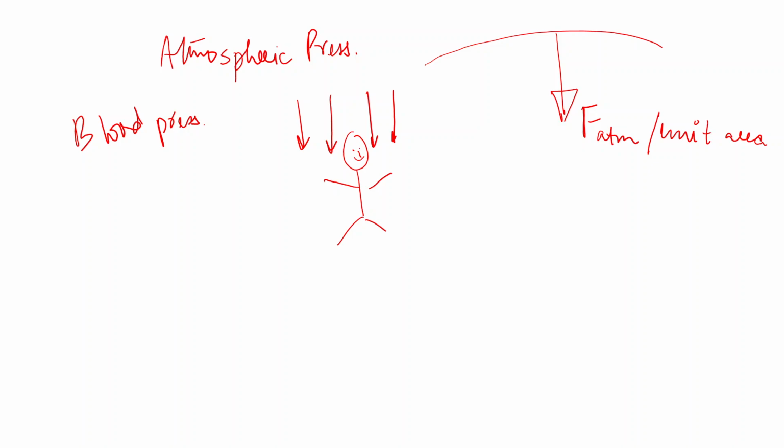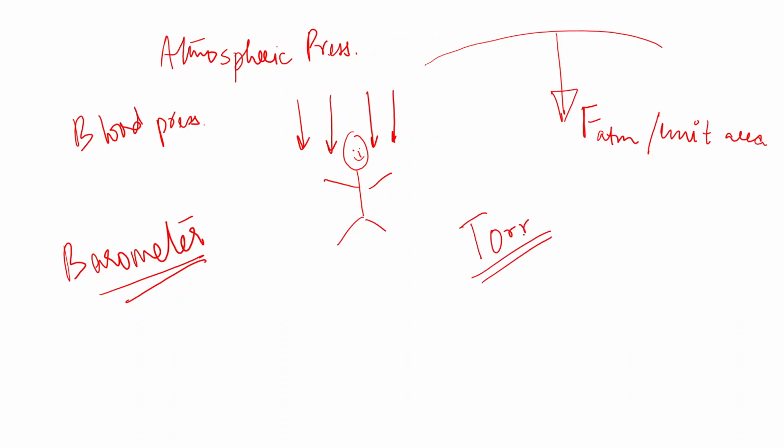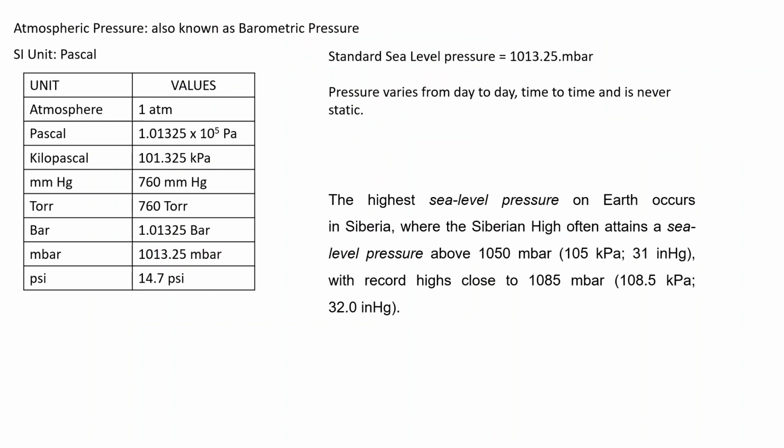The instrument used to measure the atmospheric pressure is called a barometer. The first barometer was developed by Torricelli. He was a scientist, and in his honor, another unit of pressure is the torr. So let us have a look at different units of measurement of atmospheric pressure and what are the various values which you should remember, because sometimes in Section B they may directly ask you this.